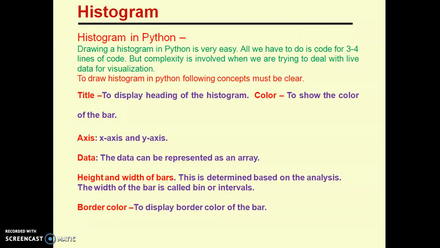Now let me continue with the histogram. There are various things which we take in histogram. While drawing a histogram in Python, first we need to title it, then we can give the color. In color, we can give two things: face color and edge color. Face color means the color of the box, and edge color means the color of the boundaries, the edge. Now axis, there are two axes only because it is a 2D representation, x-axis and y-axis. Data, the data can be represented as an array. Height and width of bars is determined based on the bins, what are the intervals. Border color is to display the color of the bar.